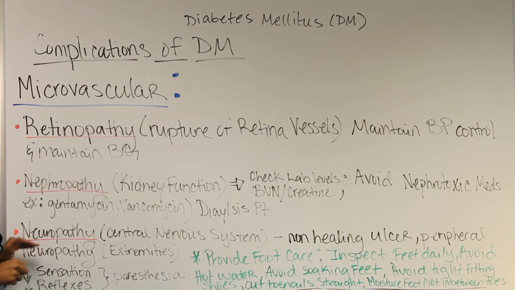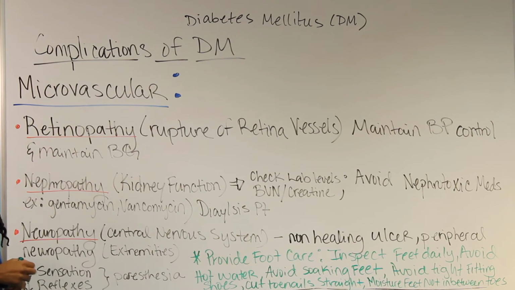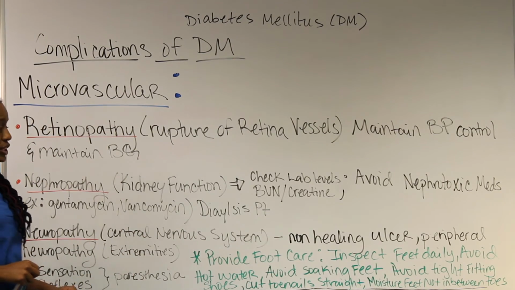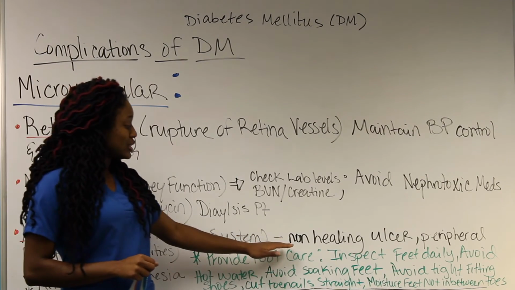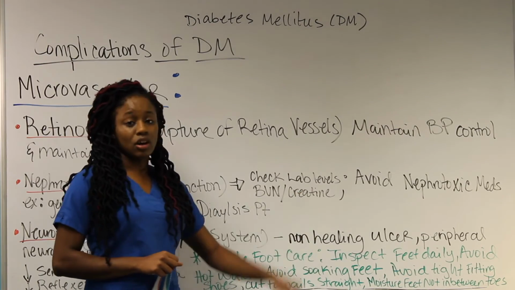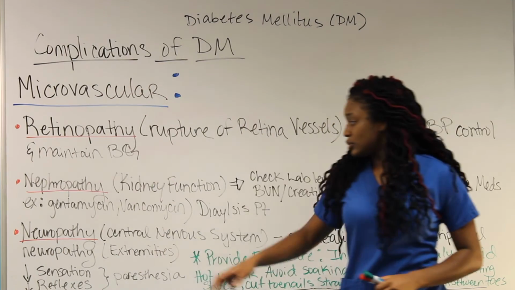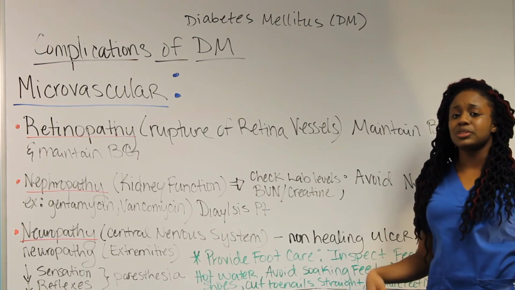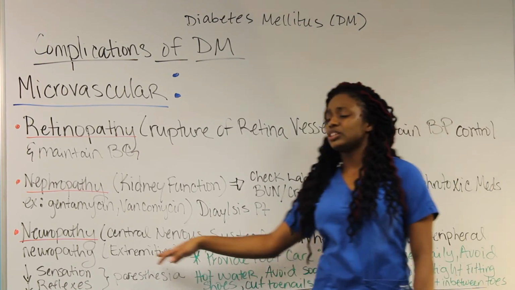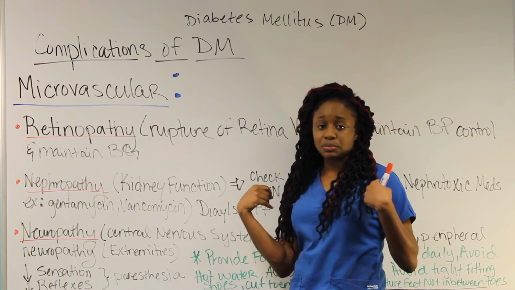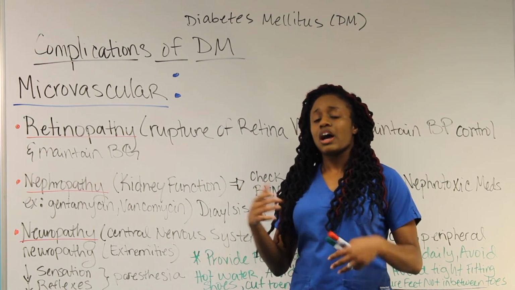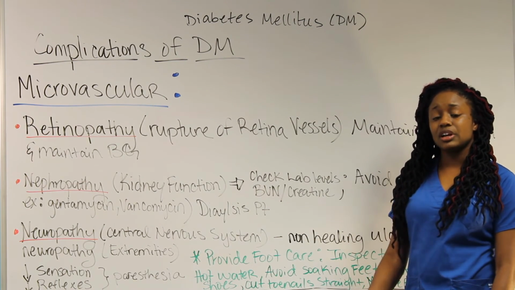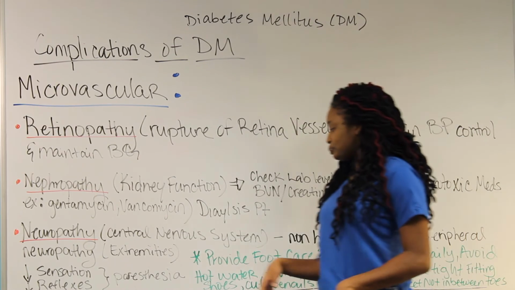And then last but not least, you have neuropathy. And neuropathy deals with the nervous system. And within the nervous system, you are going to have problems as far as non-healing ulcers. Peripheral neuropathy, which you'll hear a lot of diabetics complain, I have neuropathy. And you'll mostly get it in the lower extremities. It's a possibility that it can be in the upper extremities, but I find it mostly common in the lower extremities, especially by the shins area and definitely the feet.